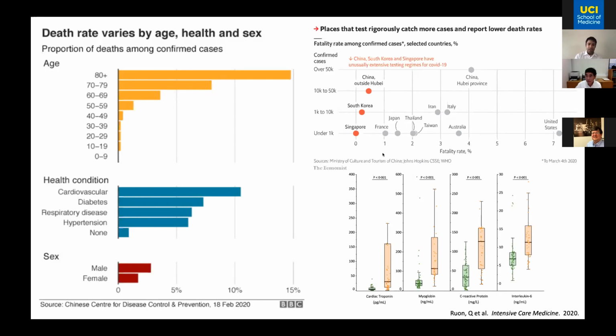And then the bottom right is talking about what I mentioned, how the immune system overreaction to the virus is a large part of the disease process. And this shows that in patients with severe disease, a lot of these markers of inflammation and immune reactivity are higher.